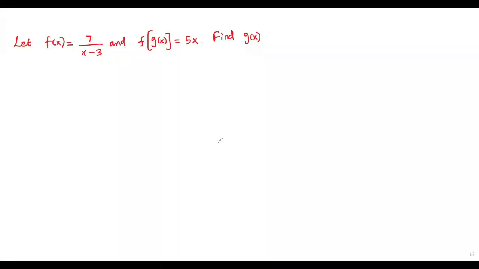We have a problem on composition of two functions. That is, if the composition of two functions and the outside function are given, how to find the inside function. So here we have f of g of x. This represents the composition of two functions f and g. We have the outside function f of x over here, and we have to find the inside function g of x.